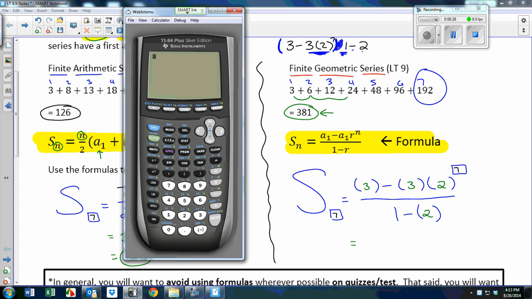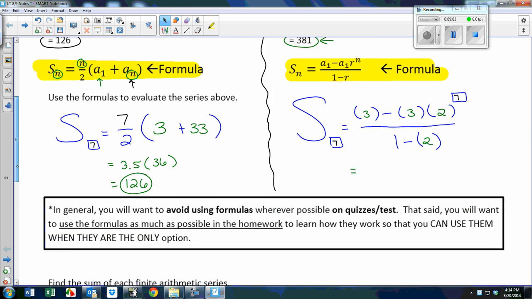And then last but not least, if you just have to type it all in at once, the first thing you'd have to start with is a parentheses. 3 minus 3, parentheses 2, exponent 7. And then you'd have to close that parentheses and hit division, therefore trapping everything in the top of that division, top of the fraction, and open another parentheses, 1 minus 2, close parentheses, enter. I don't recommend that way, but I just want to make sure you know that the calculator is bound by the order of operations, so you've got to be careful the way you type it in.